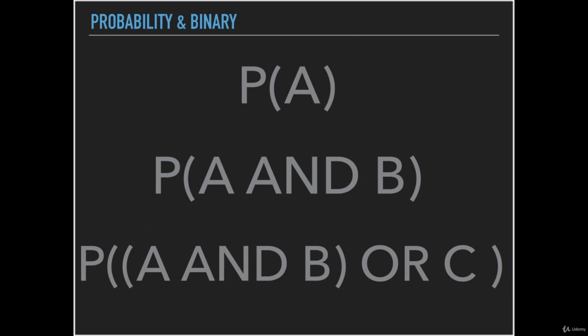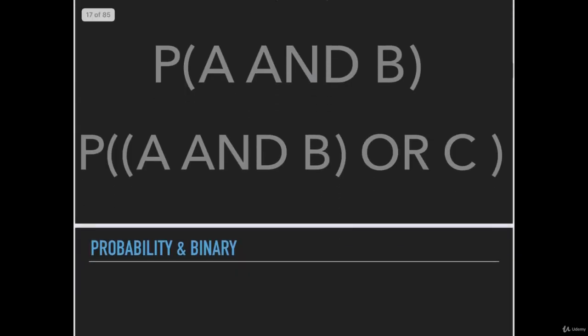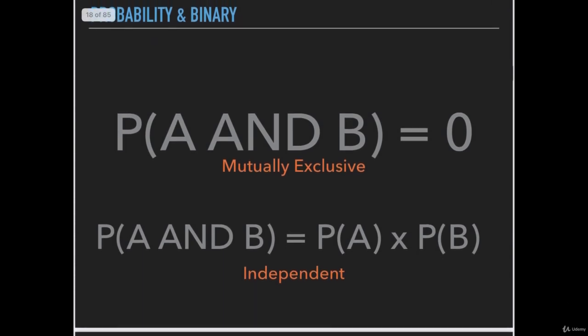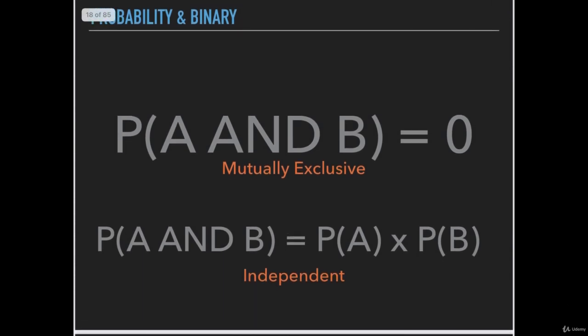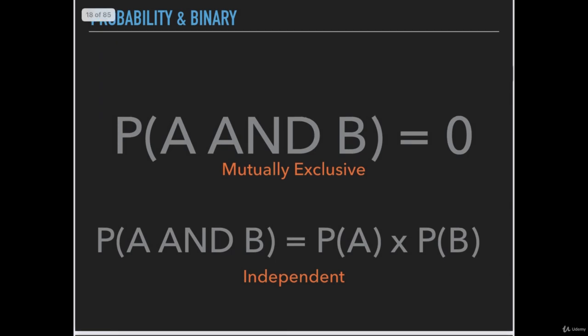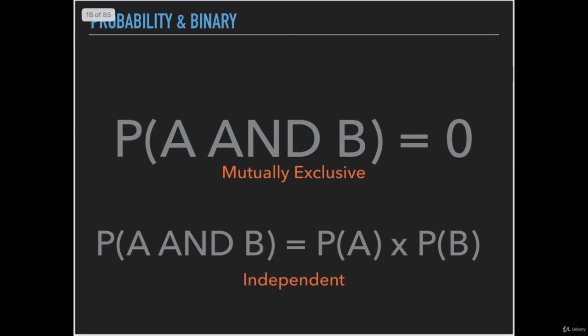Okay, and we can have some consequences, or we can have some other logic for that as well. For example, let me go to the next slide, and as you can see, if P(A and B) is equal to 0, then it's called mutually exclusive.